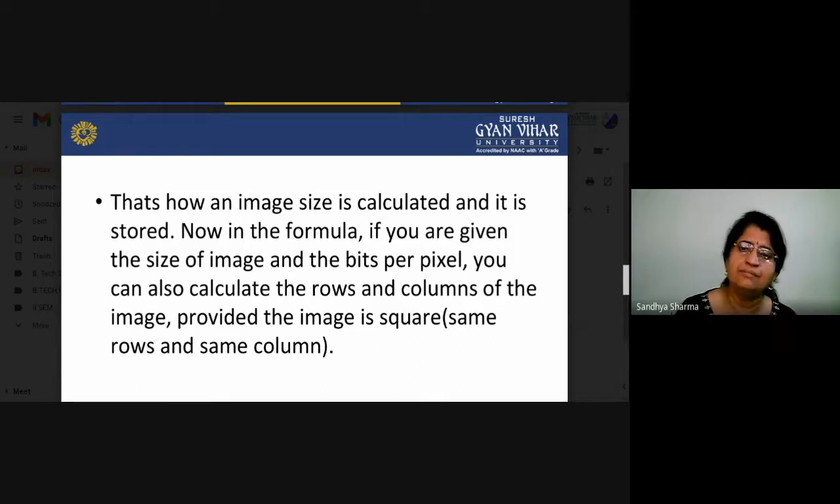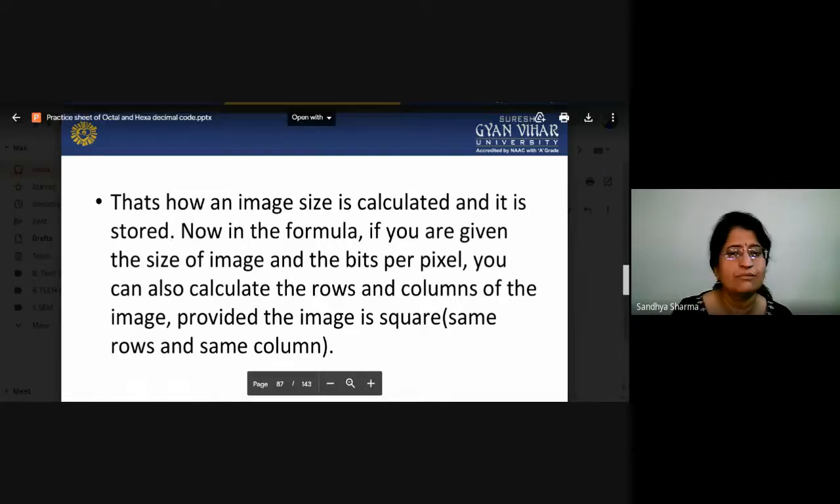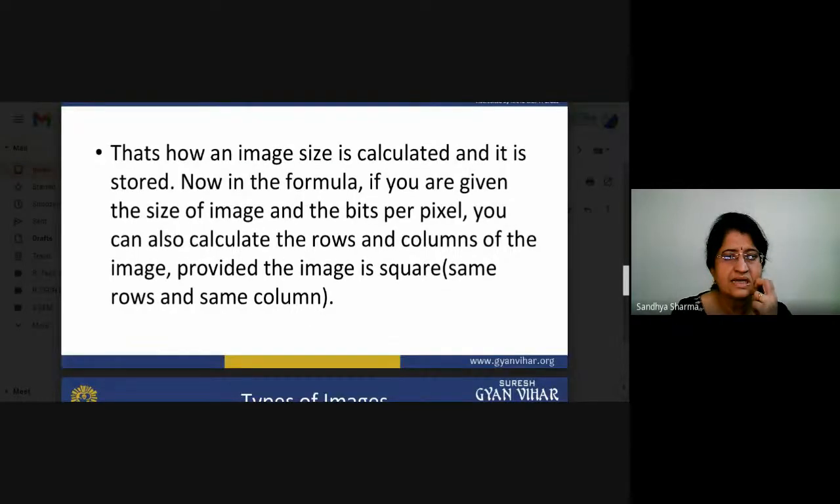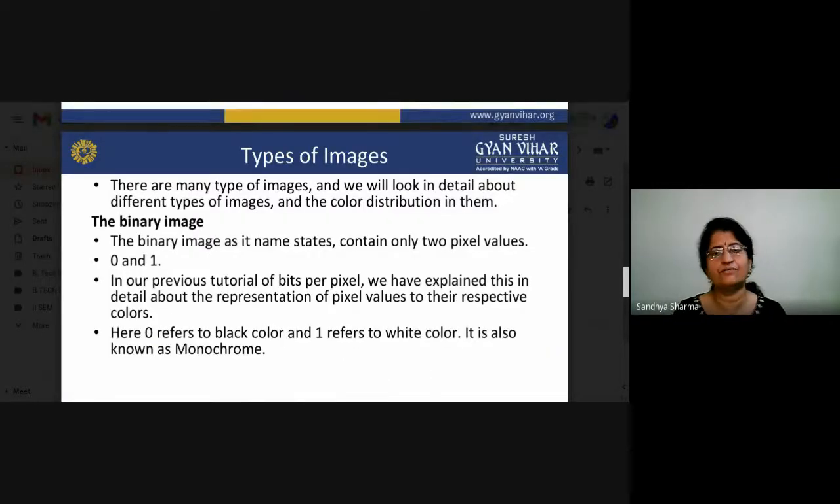BPP, that is the number of bits per pixel. That is very important, and if you know the rows and columns of the image, you can calculate the actual size of your images. But now we will focus on the types of images. How many types of images are there?